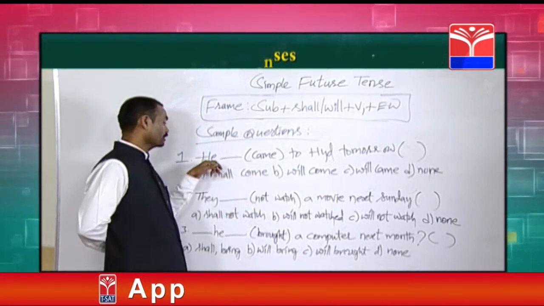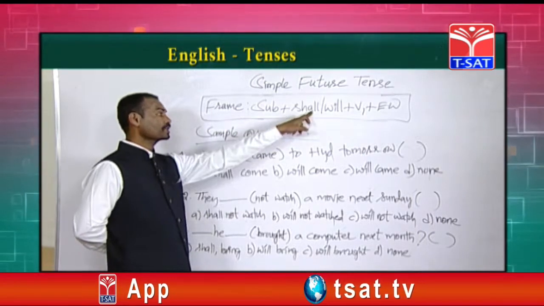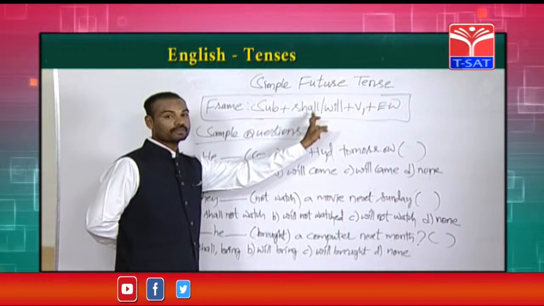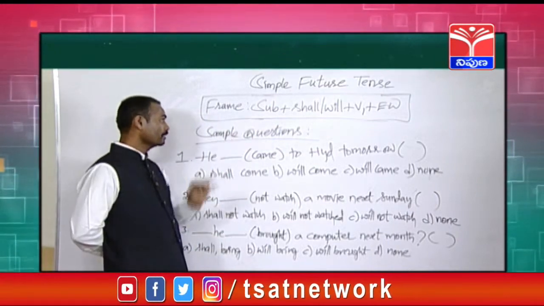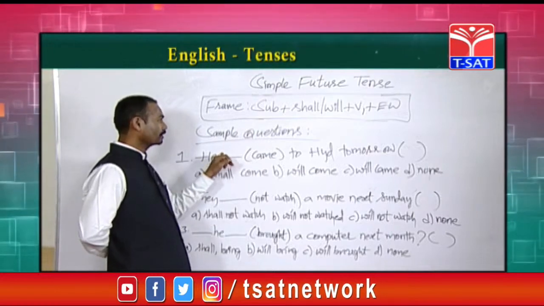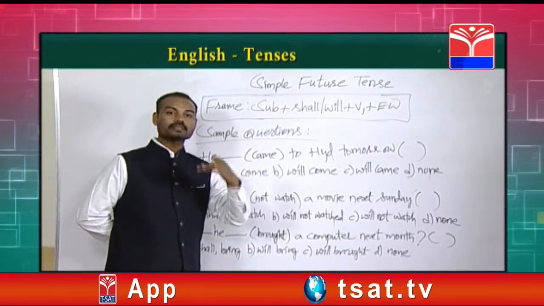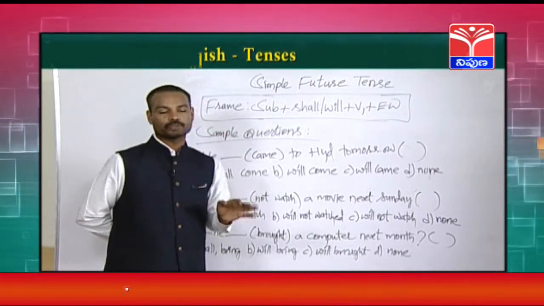Tell me, friends. So subject is he. For example, if you can say I or we, you can take shall, but here subject is he. So which one should be taken? Shall or will? Will? Yes, you are right. Will is the answer. So will is the proper helping verb here. Next, what should we take? V1 should be taken, because this is simple future tense. In simple future tense, we should always use the first form of the verb.